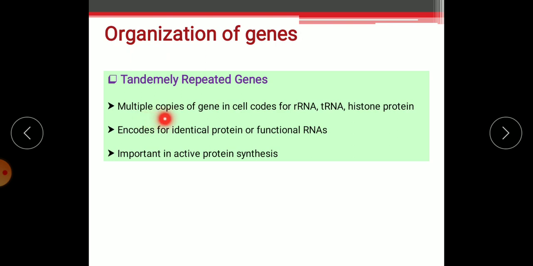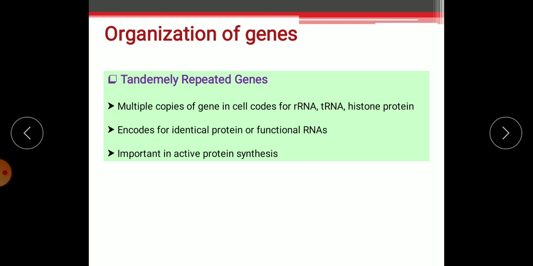They have multiple copies of a gene in the cell that code for rRNA, tRNA and histone proteins. They encode identical proteins or functional RNAs. In contrast to the duplicated genes, which are similar but non-identical, these tandemly repeated genes encode identical proteins, and they are very important in active protein synthesis. They are present in multiple copies, back to back, over a long stretch of DNA, and are very important in meeting cellular demand during active protein synthesis.